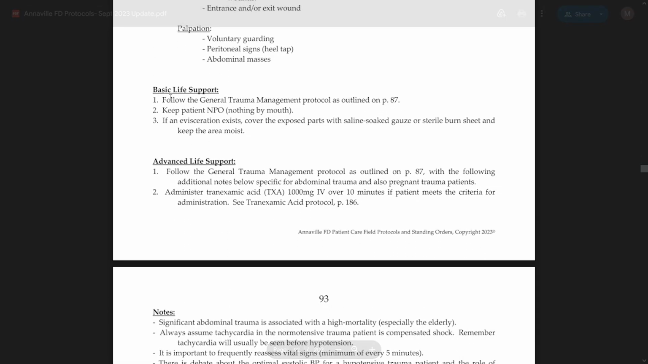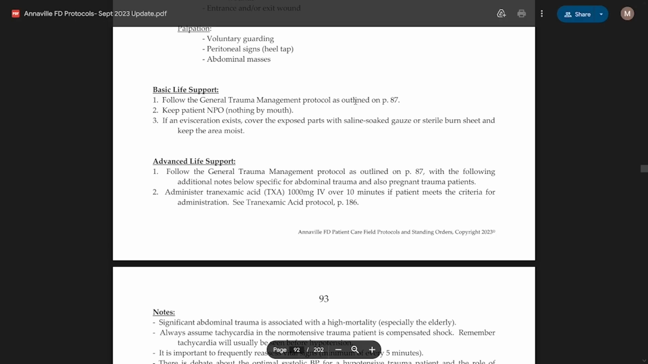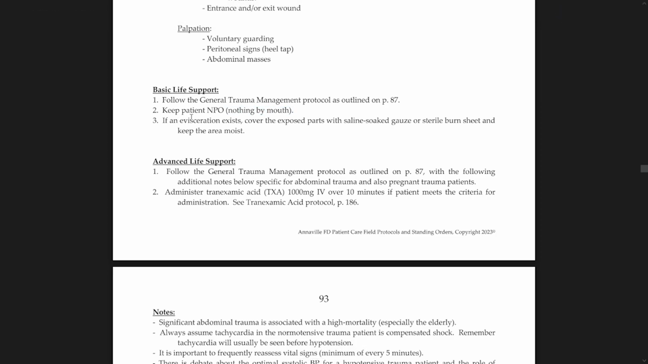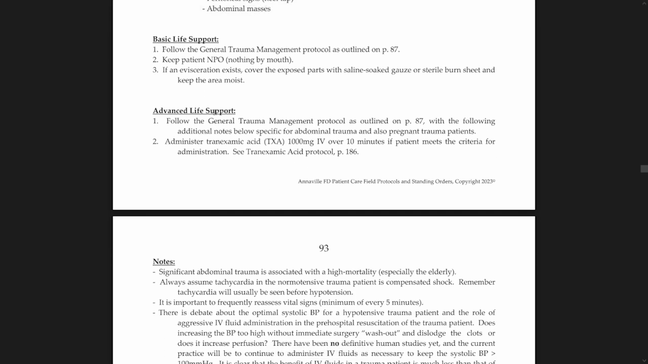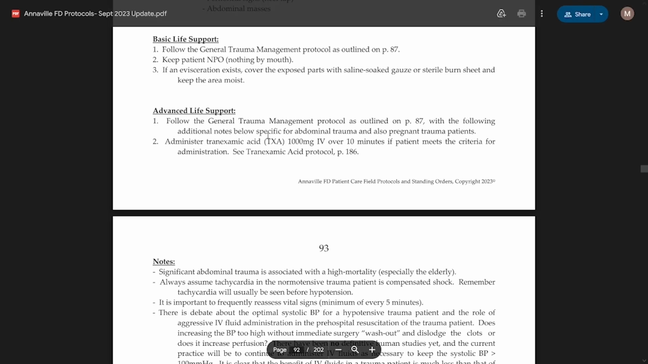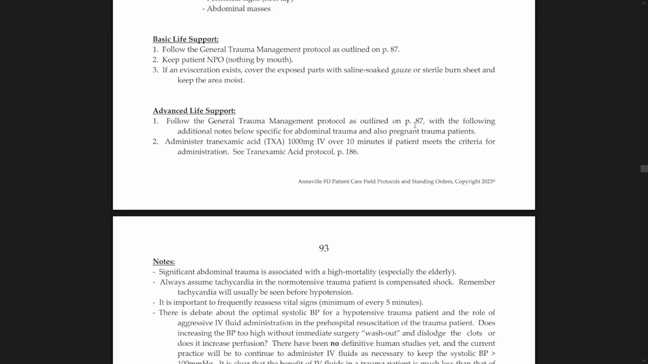For basic life support, you want to follow the general trauma management protocols as outlined on page 87. Keep the patient NPO, nothing by mouth. If an evisceration exists, cover the exposed parts with saline soaked gauze or sterile burn sheets and keep the area moist. For ALS support, follow the general trauma management as outlined on page 87 with the following additional notes specific for abdominal trauma and also pregnant trauma patients.